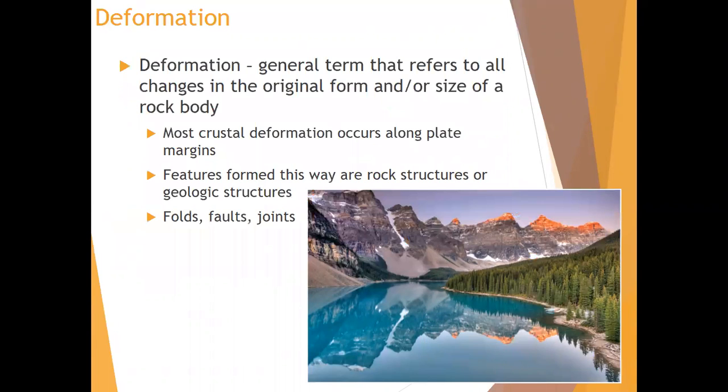Before we start with mountains, we need to talk about what we mean by deformation. Deformation is kind of a general term that refers to all the changes in the original form or size of a rock body. So you're taking a rock and you're changing it. That change is a deformation of the rock. Most crustal deformation happens along plate margins, those plate boundaries, where there is subduction, where there is growth with new rock being created, where they're sliding past each other and kind of breaking each other down.